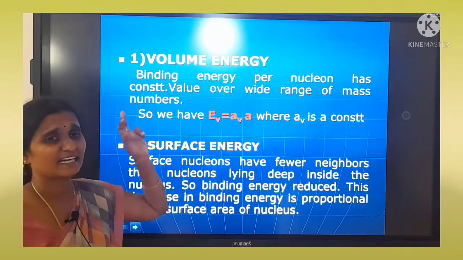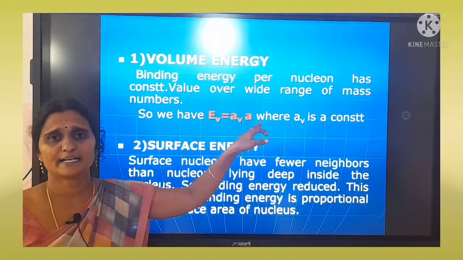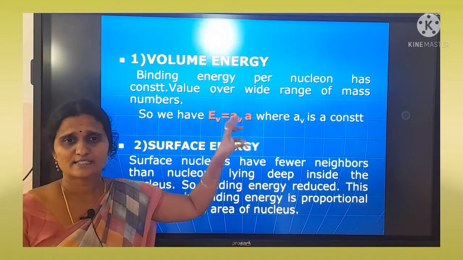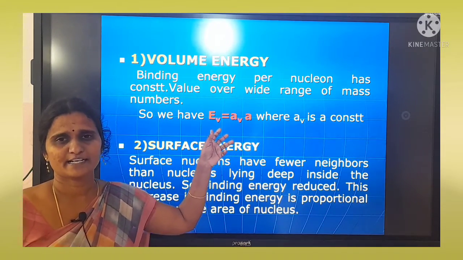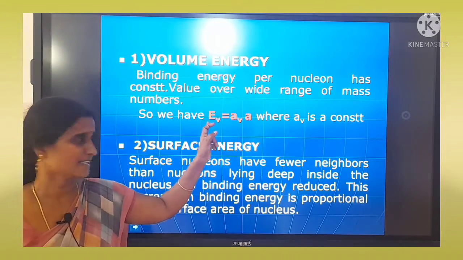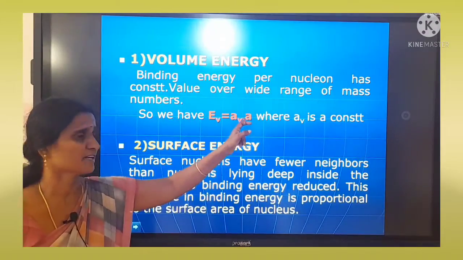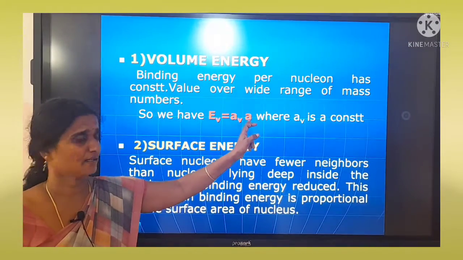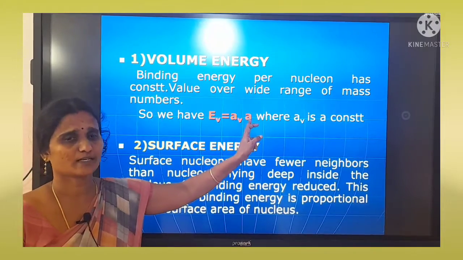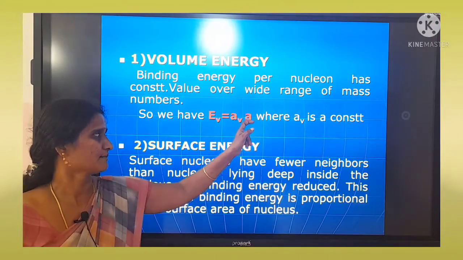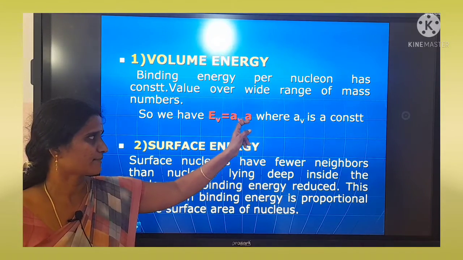The binding energy is directly proportional to the number of nucleons. When the number of nucleons is greater, the binding energy is also greater. This volume energy is represented by the term EV equal to Av A, where A is the mass number. Mass number means the number of nucleons. So the binding energy is directly proportional to the mass number.